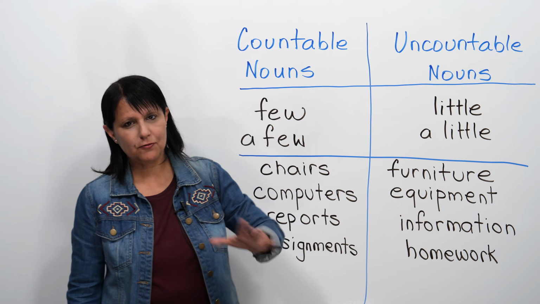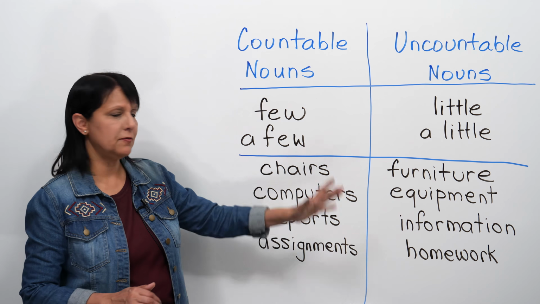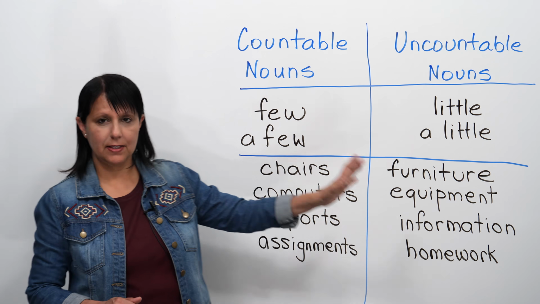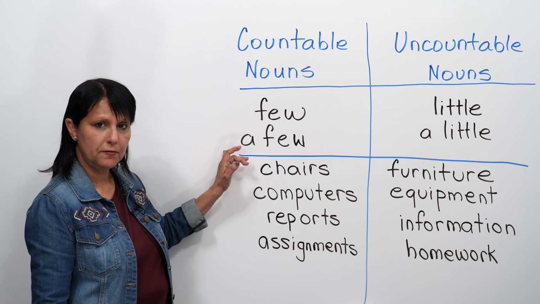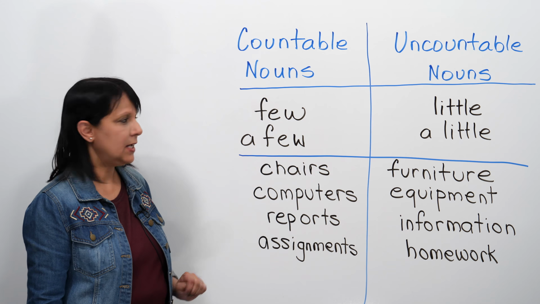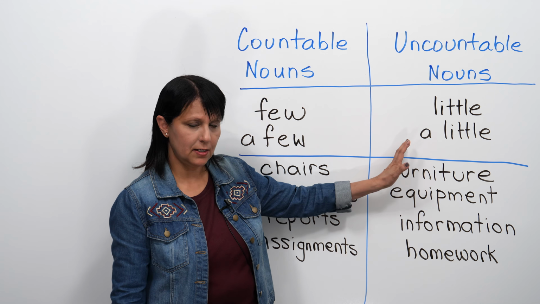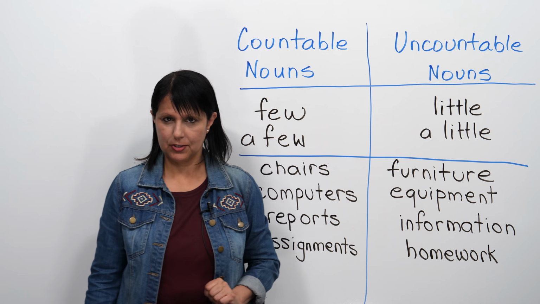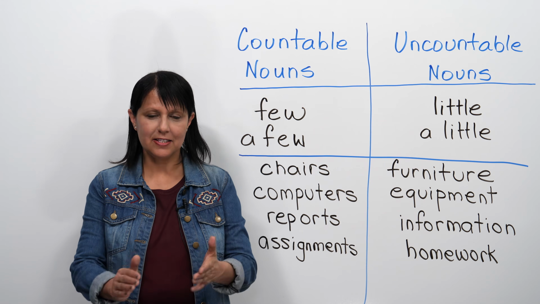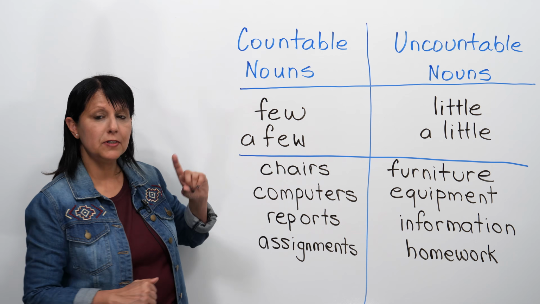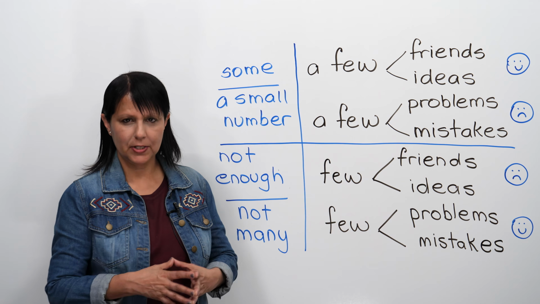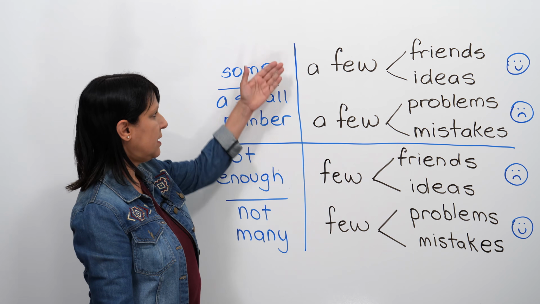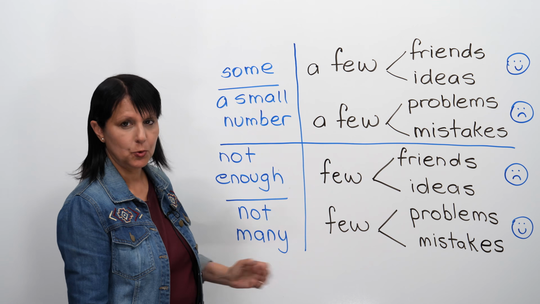Okay? So first and foremost, make sure that you know the difference between the countable nouns and the uncountable nouns. Know, second, that we use few or a few with the countable nouns, and we use little and a little with the uncountable nouns. Okay? Got that? Now let's move to the next stage and understand the difference between few and a few and little and a little.